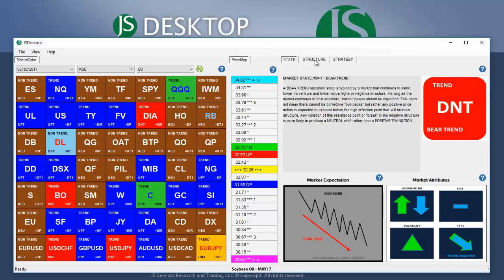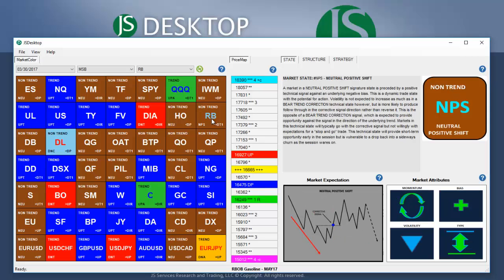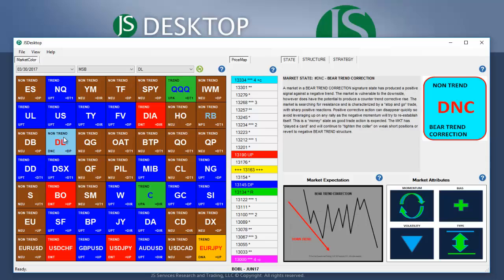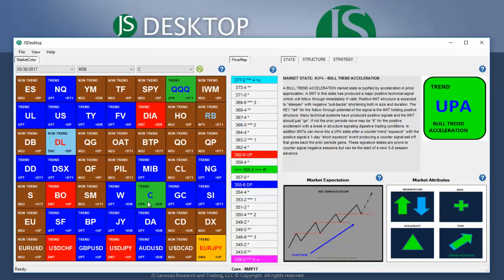So the playbook section has 3 tabs. One's the state, which gives you a general overview. There are 26 market state conditions. These conditions aren't going to change. A bear trend correction is a bear trend correction, just as a bull trend acceleration is a bull trend acceleration. These commentaries just go over the facts of what makes a bull trend acceleration true, and what the environment is, what should be expected, the characteristics. You can see what the expectation is.